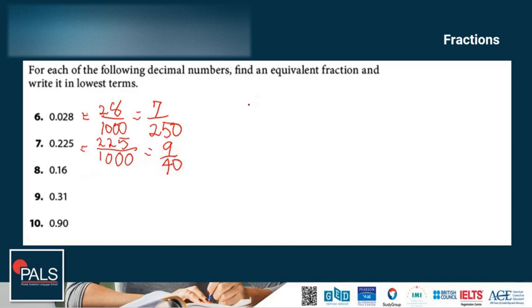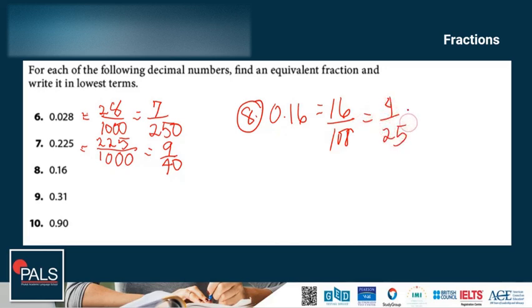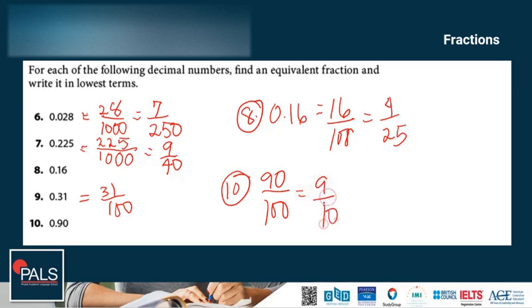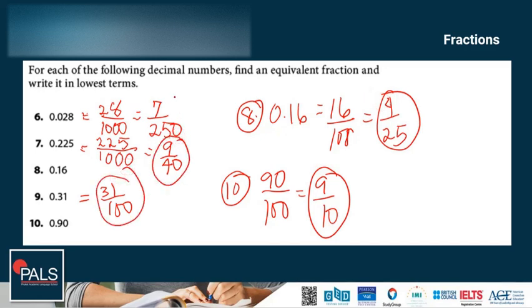0.16, okay, I'm going to write it here, number 8. 0.16 is equals to 16 over 100 is equals to 4 over 25. And then number 9, 31 over 100. And number 10 is 90 over 100 is equals to 9 over 10. So here are the answers. Okay, how many correct answers did you get?